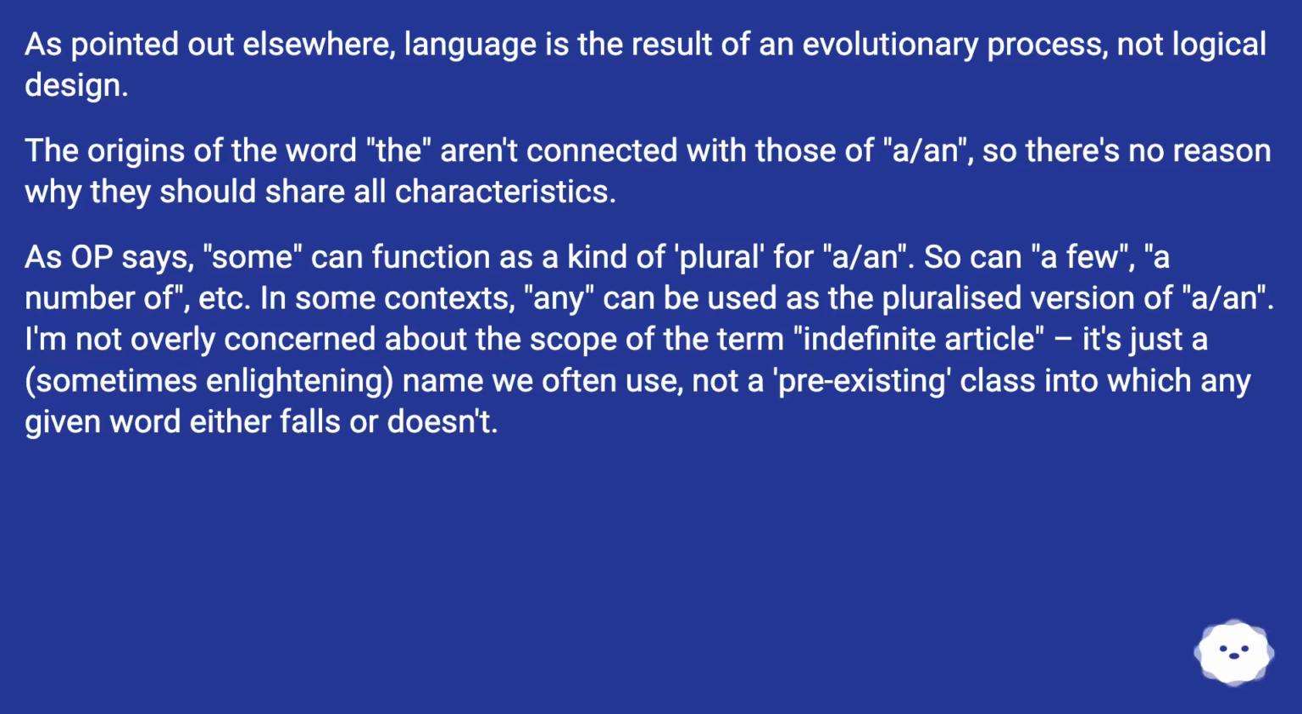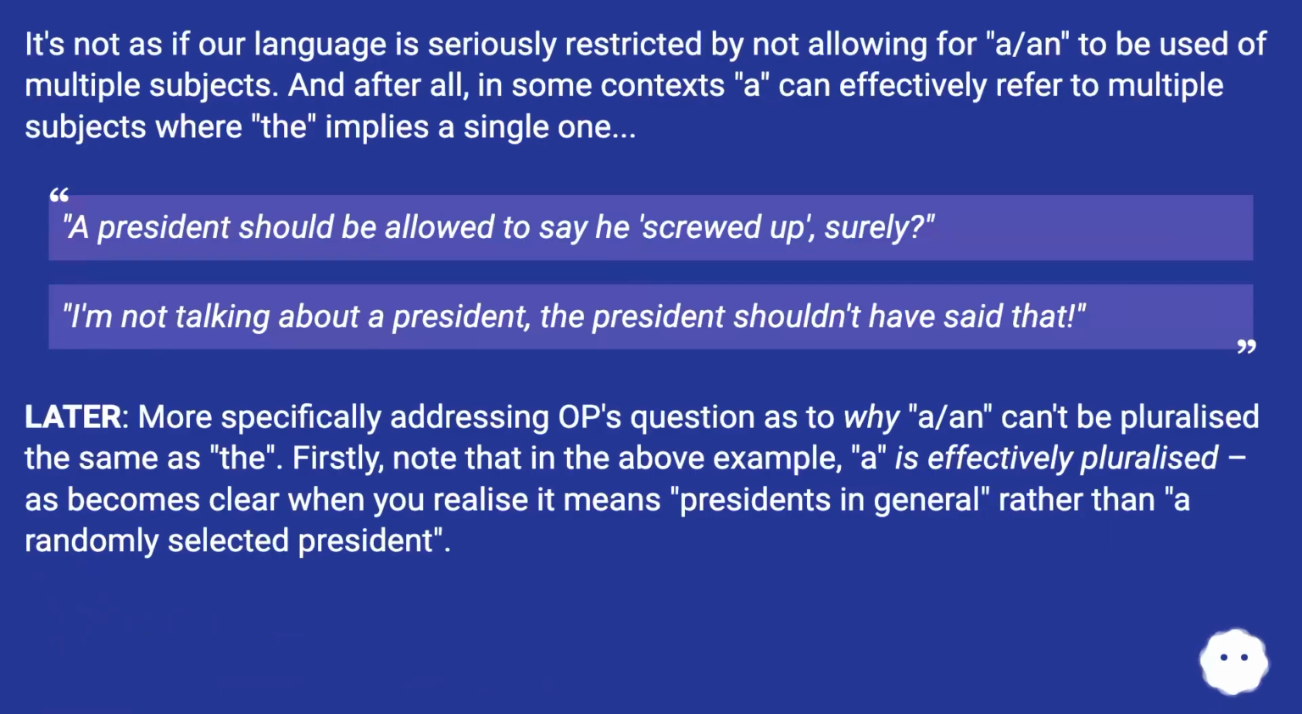I'm not overly concerned about the scope of the term indefinite article. It's just a, sometimes enlightening, name we often use, not a pre-existing class into which any given word either falls or doesn't. It's not as if our language is seriously restricted by not allowing for "a" to be used of multiple subjects. And after all, in some contexts, "a" can effectively refer to multiple subjects where "the" implies a single one.